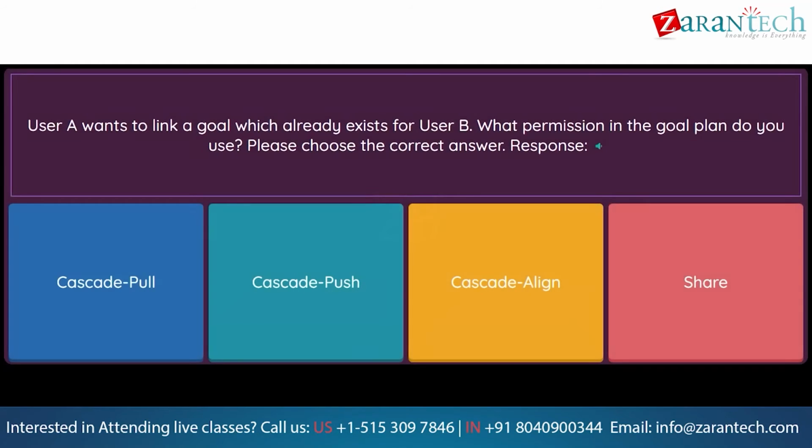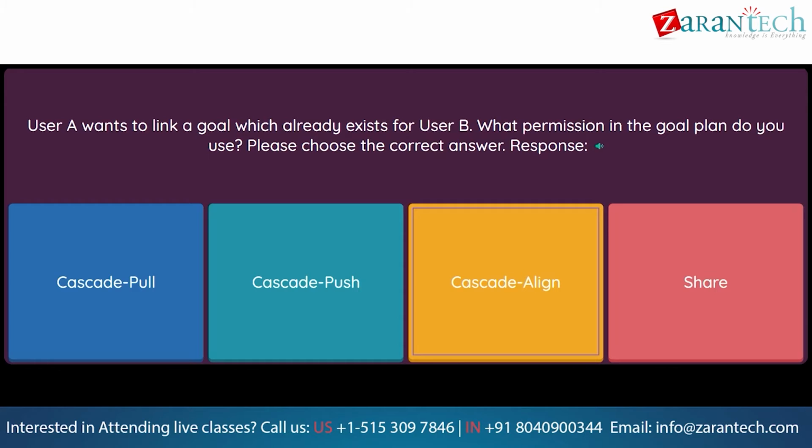Question: user A wants to link a goal which already exists for user B. What permission in the goal plan do you use? Please choose the correct answer. Option 1: cascade pull. Option 2: cascade push. Option 3: cascade align. Option 4: share.